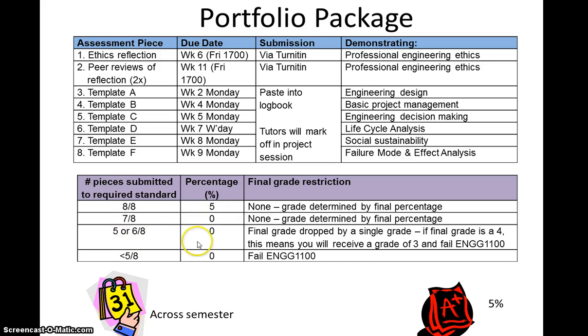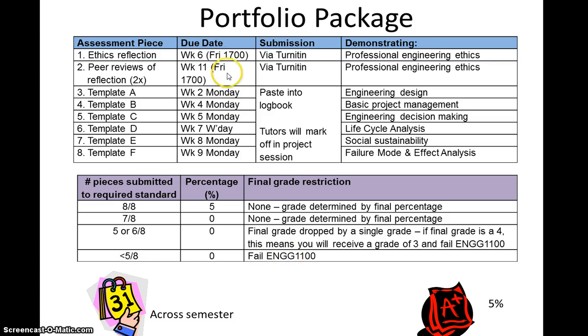If you hand in only 5 or 6, you won't get that 5%, and I'm going to drop your final grade by a single grade. Which means if you're looking for a grade of 4, you're going to receive a grade of 3 and fail ENGG1100. If you hand less than 5 in, you're going to fail ENGG1100.